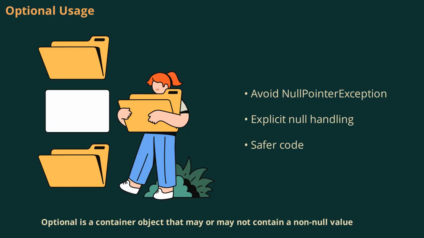Optional is a container object that may or may not contain a non-null value. It helps you avoid null pointer exceptions and makes null handling explicit in your code. By using Optional, you signal to other developers that a value might be absent, encouraging safer and more readable code. This is a common topic in interviews, as it reflects your approach to defensive programming and robust API design.